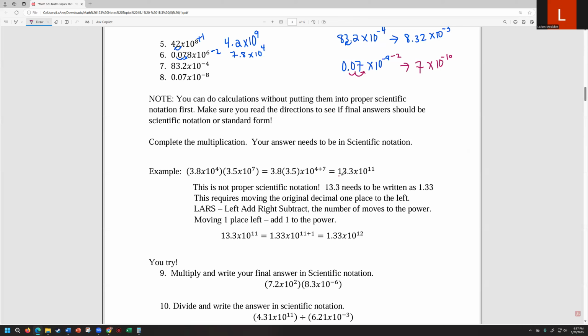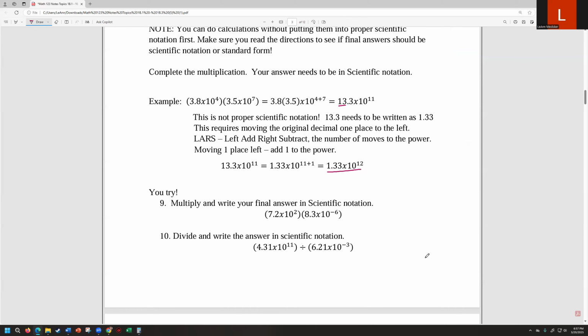Now the problem with that is there's two digits in front of my decimal. We need 13.3 to be rewritten as the 1.33. So that's moving one decimal place to the left, which means add 1 to the power. Remember, left add. Okay. So I wrote my work down here. 13.3 times 10 to the 11th would be then equal to 1.33 times 10 to the 11 plus 1, which we would then say is 1.33 times 10 to the 12th. Okay. So that's proper form.